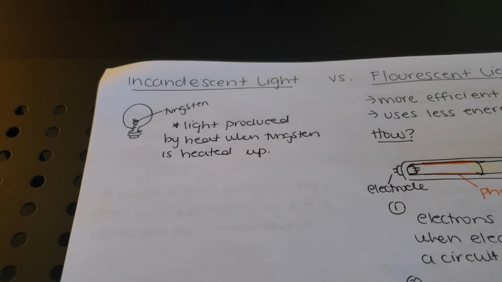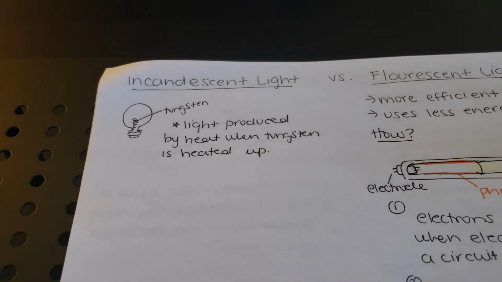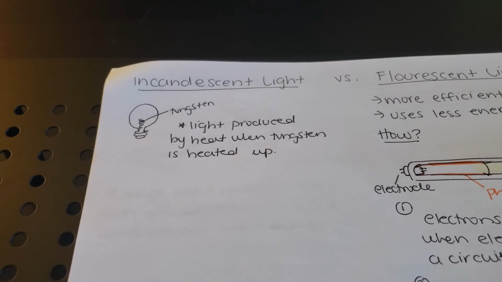Incandescent light, we talked about in class, was pretty much a light bulb that has a filament inside, and that filament is called tungsten. So what happens is, when you turn on the light bulb, the filament, the tungsten, gets heated up, and when it gets heated up, it gives off visible light so that we can see inside of a dark room. So that's pretty simple, nothing really complicated about incandescent light.